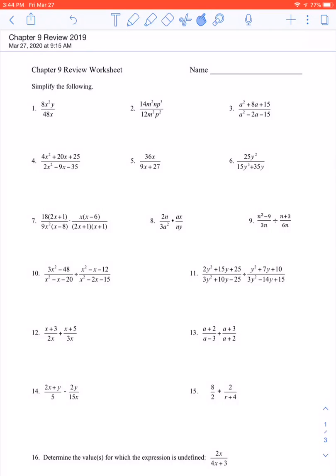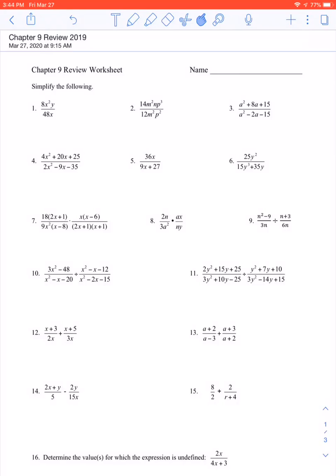Okay, so we're going to go over the Chapter 9 review worksheet that you all have. And this will cover all of the types of problems that will be on your Chapter 9 test on Thursday. So we're going to do 5 or 6 or 7 problems here together, and then the rest of the worksheet is homework for you. So I'm going to do a few of these problems with you, and then the rest of it is homework due Thursday before your test.